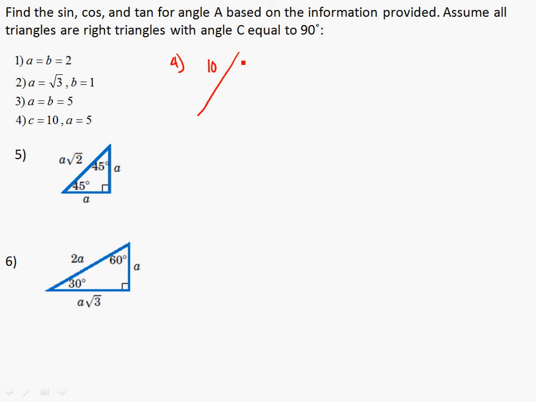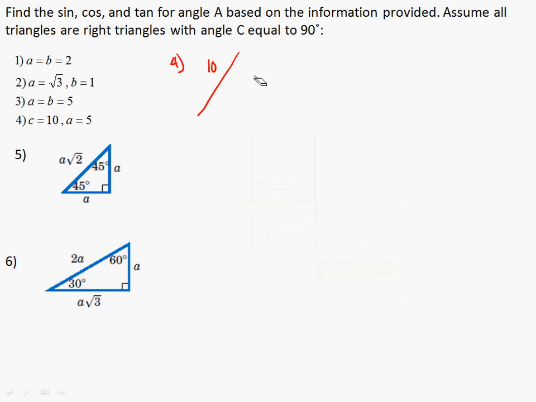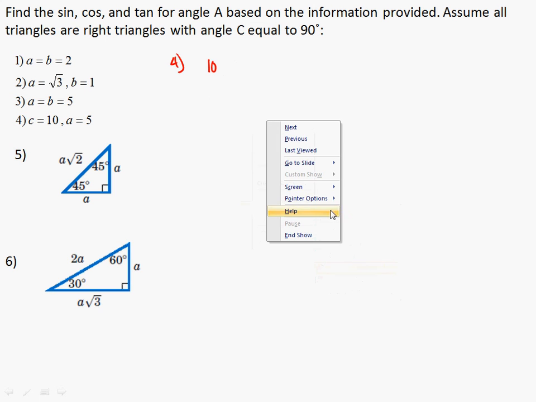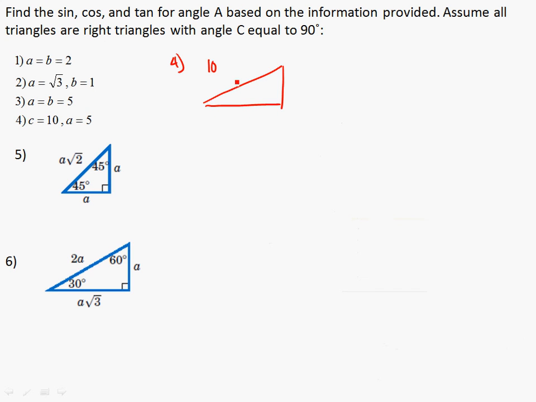and A is 5, I didn't draw that very well, did I? It helps to have somewhat accurate pictures. 10's way more than 5, isn't it? It's twice as much. This is 10, we'll call that 5. So that's 10, and this is 5. Then what is this side?